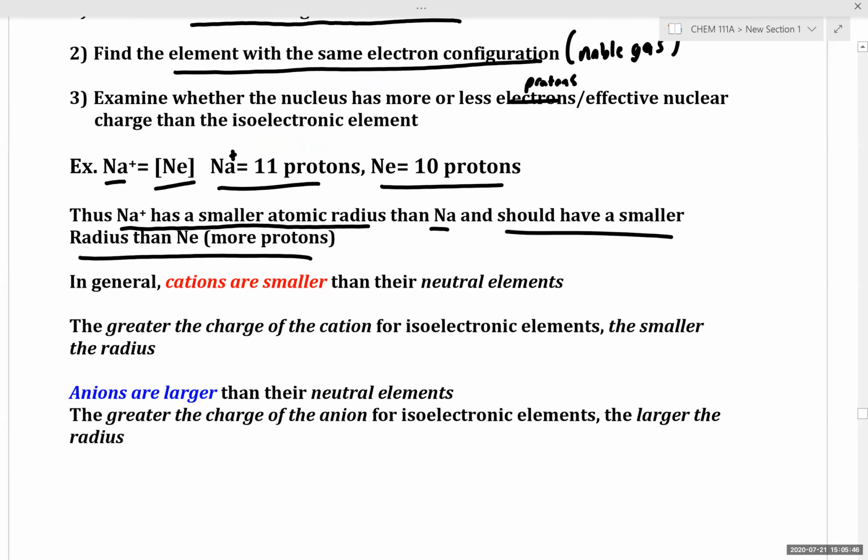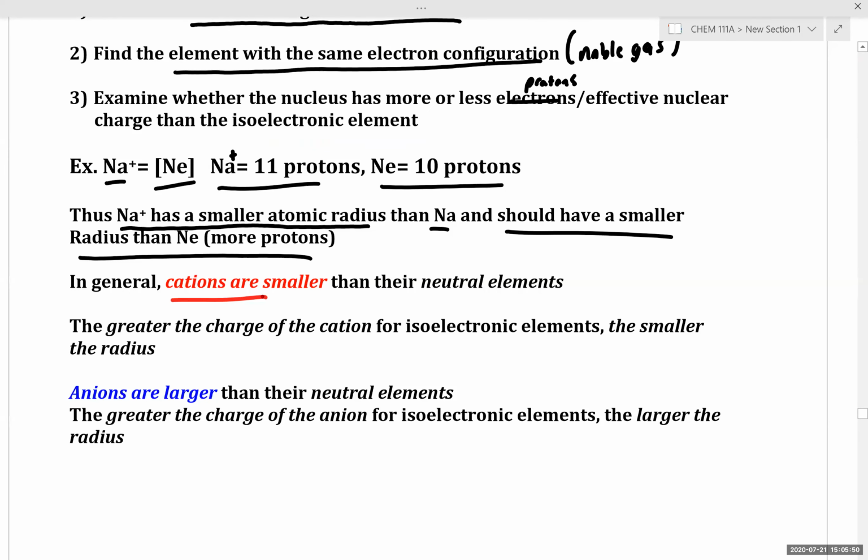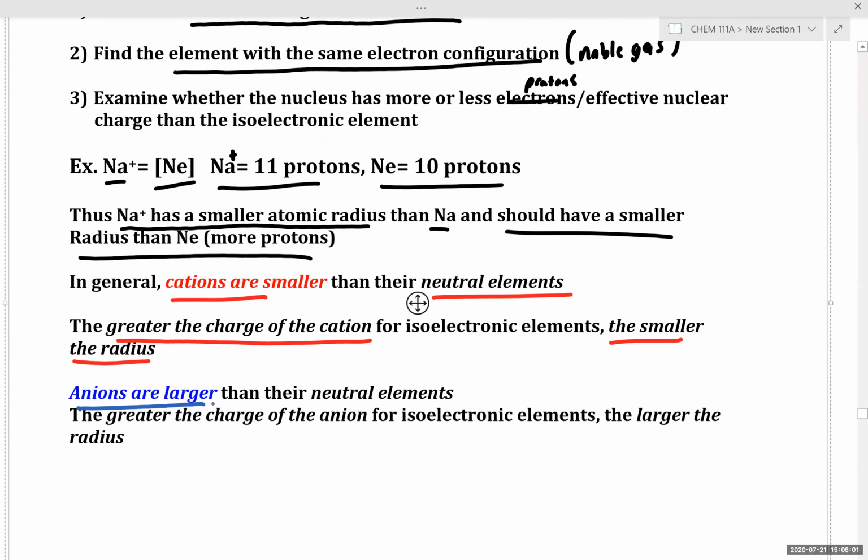So, in general, cations are smaller than their neutral element, and the greater the charge of the cation, the smaller the radius. Conversely, anions are larger than their neutral elements, and the greater the charge of the anion, the larger the radius.